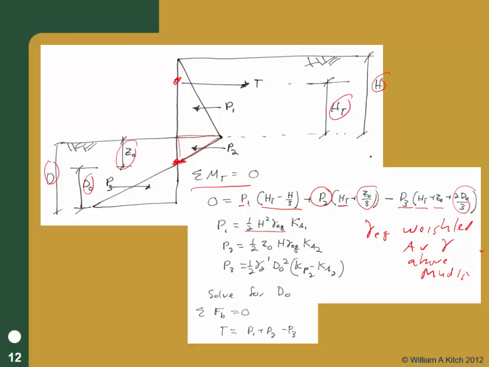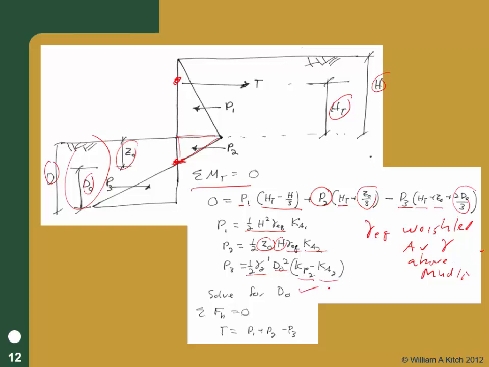So P2 is just going to be Z0 times H times gamma equivalent for the base times Ka2. And then P3 is just going to be 1/2 gamma 2 prime, which is going to be the gamma from the base, times D0 squared times Kp2 minus Ka2.